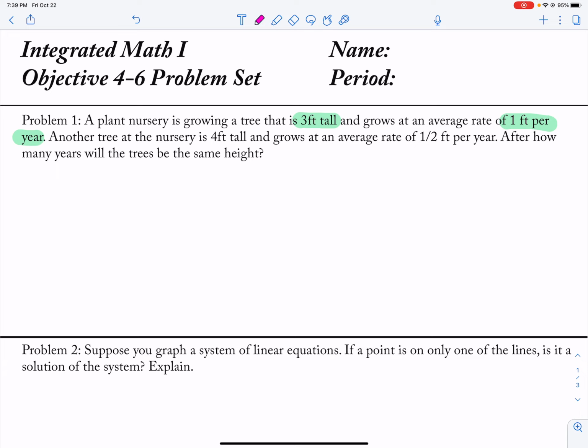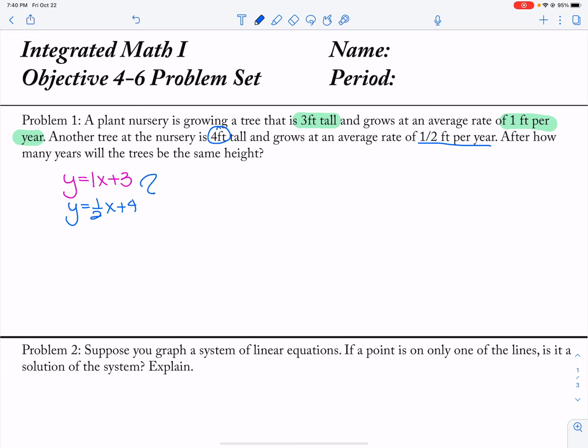So if I want to write an equation for that, that is 1 foot per year, where x is the number of years, plus 3, because it starts out as 3 feet tall. Then another tree starts at 4 feet tall and it grows 1/2 foot per year. So then I have 1/2 x, but it starts at 4. And I want to know when the trees will be at the same height.